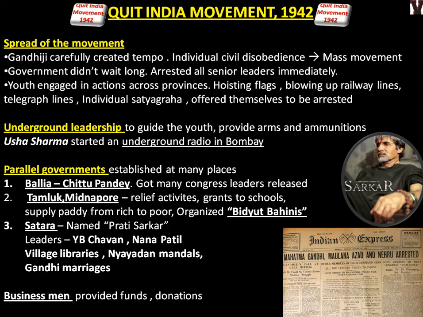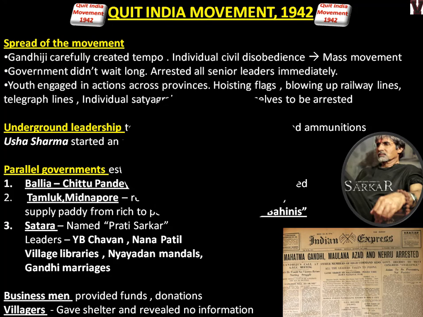Meanwhile, how did they get the funds? Many businessmen who were anti-British provided funds and donations. And villagers gave shelter to whoever was running or trying to hide from the British police or forces. They would give shelter and not reveal any information. So everybody was turning loyal to Mahatma Gandhi and his style of politics and his style of mass struggle. So that is the Quit India movement. Now, why is this important?